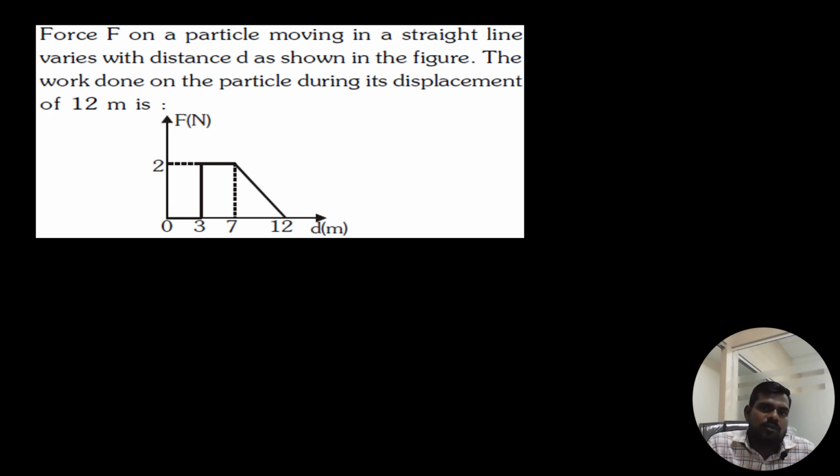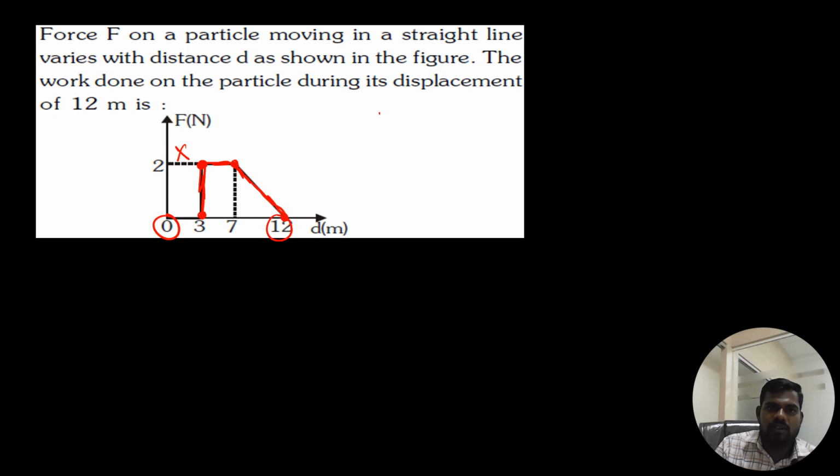Force F on a particle moving in a straight line varies with the distance d as shown in the figure. The work done on the particle during its displacement of 12 meters. So be careful here. This is the starting of the dotted lines, don't take it. This is the graph actually. The shape of the graph will be this one exactly. Don't take the dotted line. Dotted lines only identify the shape of the graph. We need to find from 0 to 12.